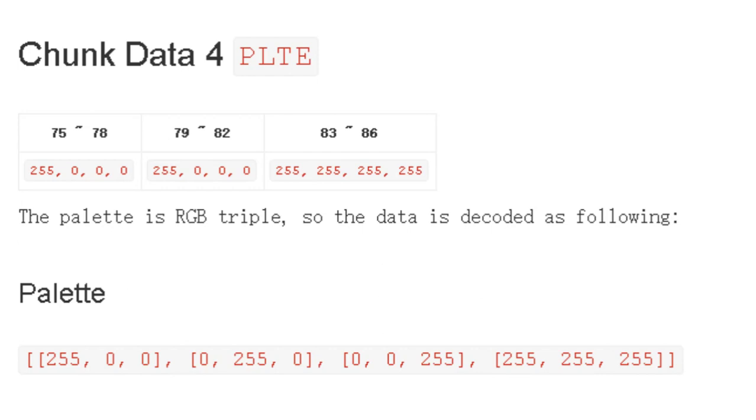Chunk data 4, PLTE. We have bytes 75 to 78, 79 to 82, and 83 to 86 for a total of 12 bytes. Remember that these ranges are inclusive ranges of the indexes of the bytes within our byte array. The first 4 bytes, I don't know. It doesn't have a description. It just says the palette is RGB triple, so the data is decoded as the following.